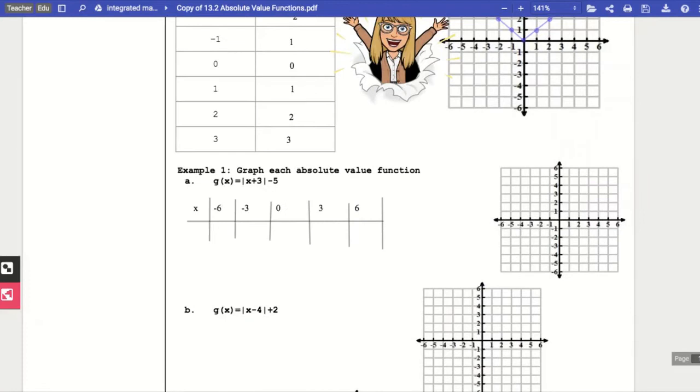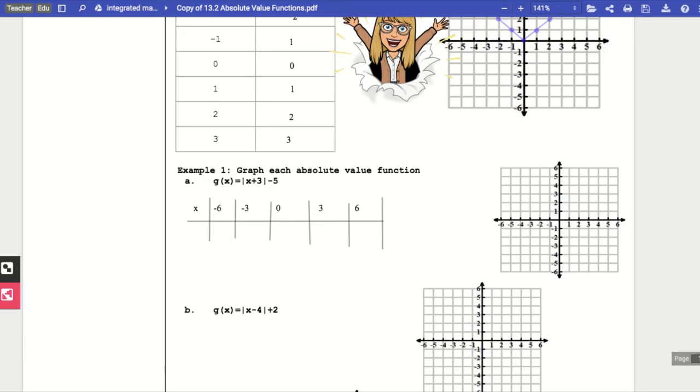In this example, we're going to be looking at something a little bit more complex. We're looking at the absolute value of x plus 3, minus 5. You'll notice that I created an input-output table, and I used a range: -6, -3, 0, 3, 6. This is because I want to see the whole picture. I don't want to look at just a little segment. I want to make sure I'm covering the whole thing and capturing that V somewhere.